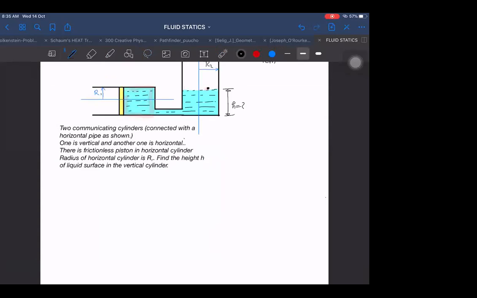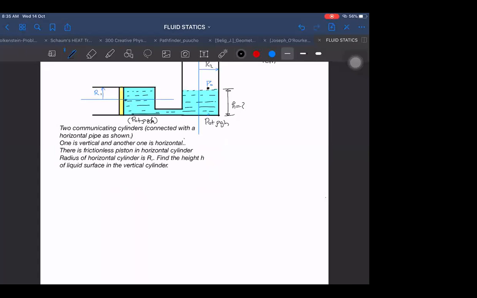But this part I know the pressure. Start from here. I know the pressure here is definitely P naught. Then at a depth, it will be P naught plus rho gh. And here also, at the same horizontal level, it will be the same, P naught plus rho gh.